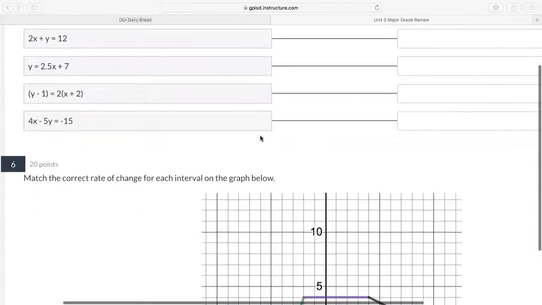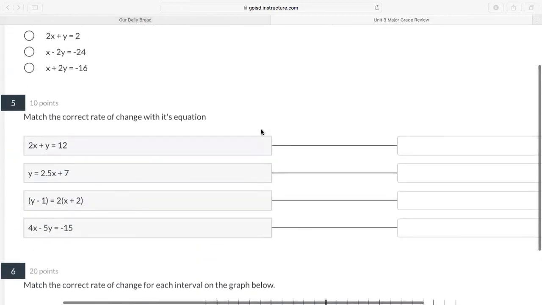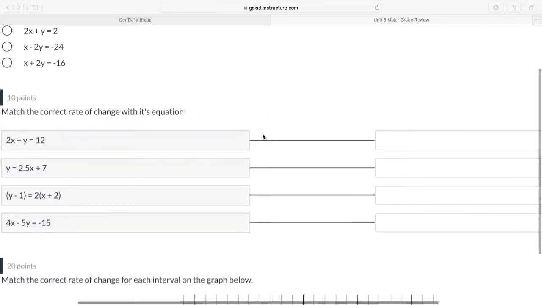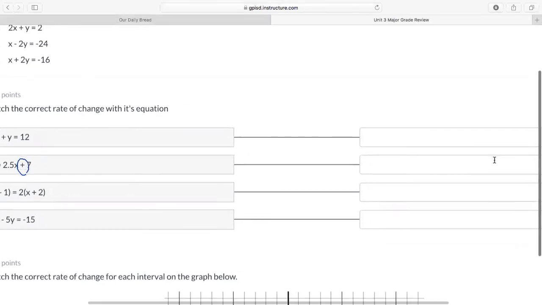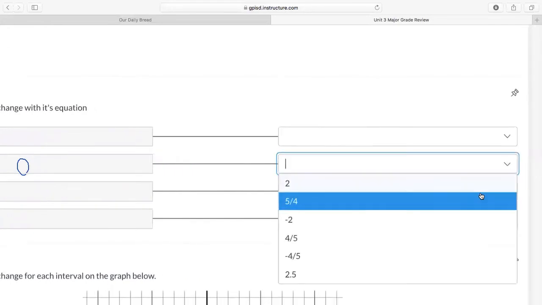All right, number 5. This is a matching one. So it says match the rate of change with this equation. Well, the 2 easiest ones are the 2 middle ones. So this middle one, what is the slope? 3.5. That's in the form of y equals mx plus b. The number always multiplied to x is your slope. So drag it down, and 2.5.